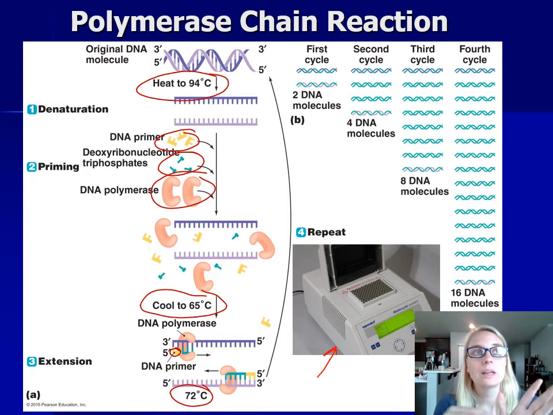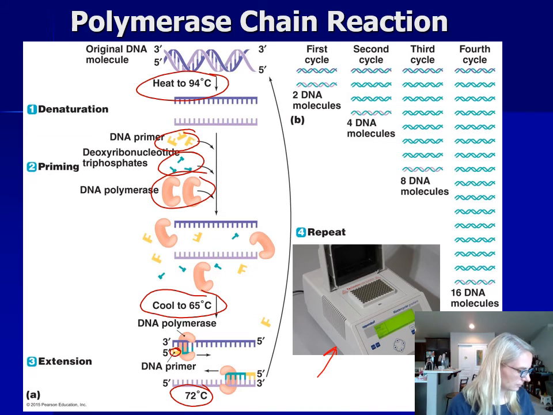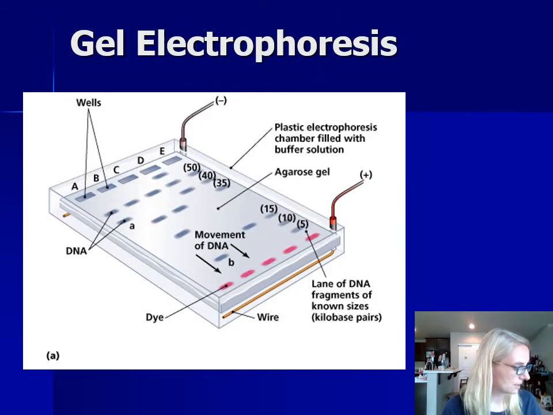So PCR increases the volume of DNA that you have, which allows you to do your research and your experiments a little bit better. So that's your PCR. Okay, the next one is gel electrophoresis.